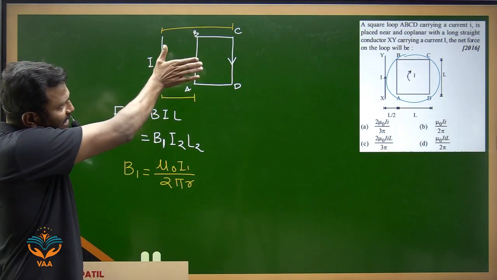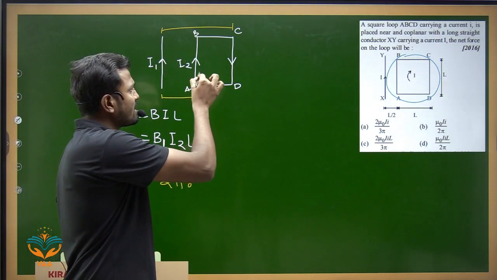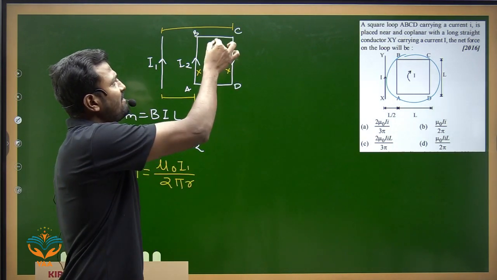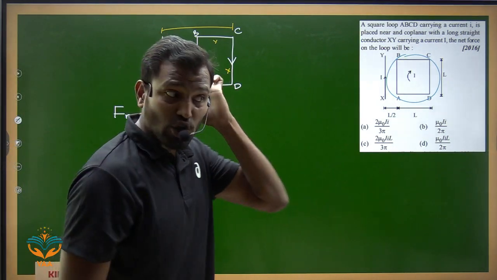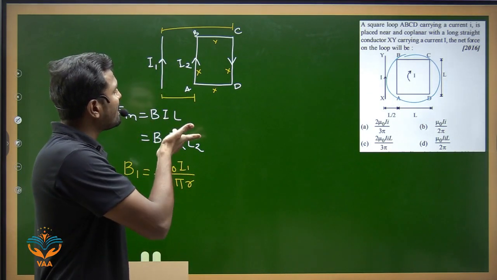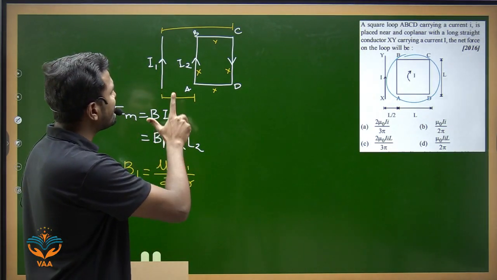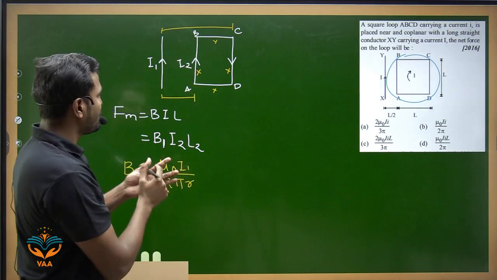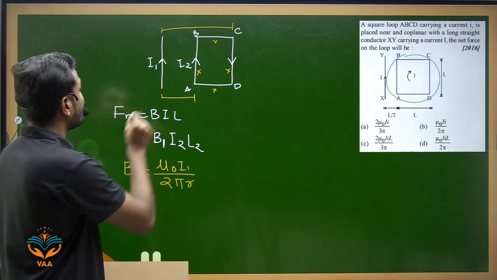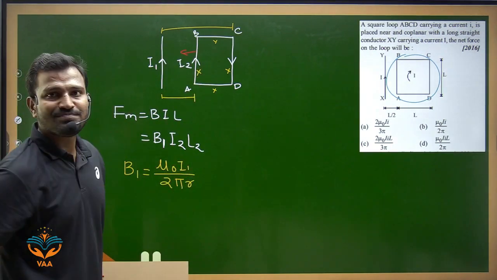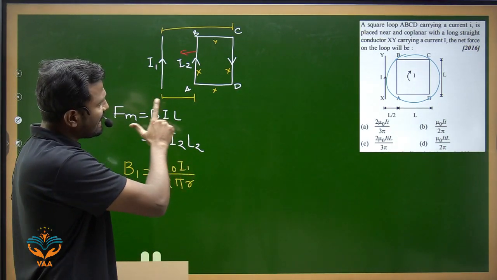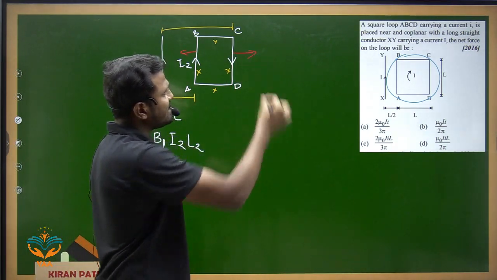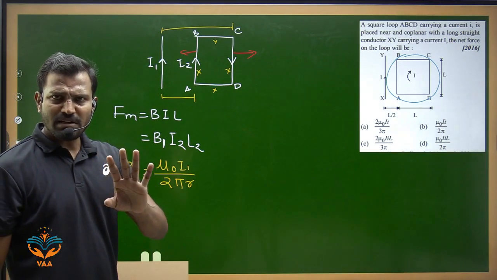Current is carried, magnetic field is going inside. For this conductor, the magnetic field is going inside. Everywhere the field is going inside. Now if the field is going inside, current is going upwards, so the force acting on this conductor is in this particular direction. Fine. So if the force acting on this conductor is this side, that means on this conductor it will be this side. Okay, simple as that.